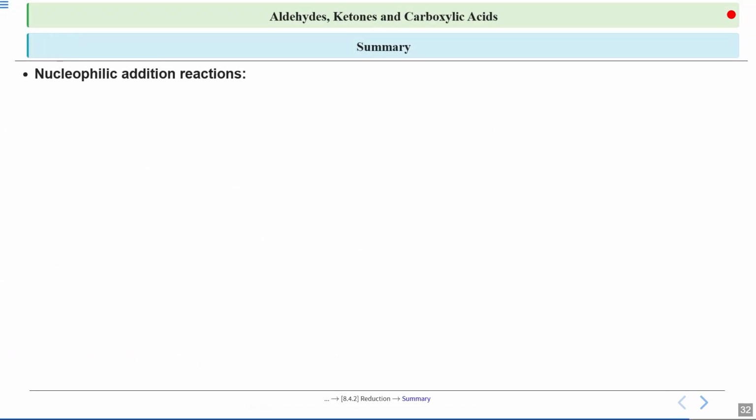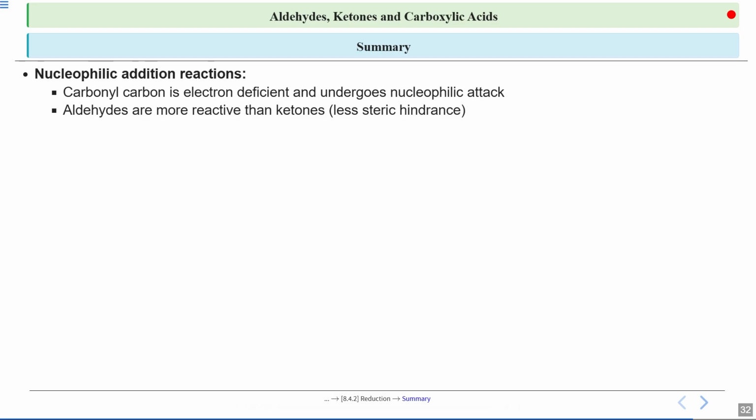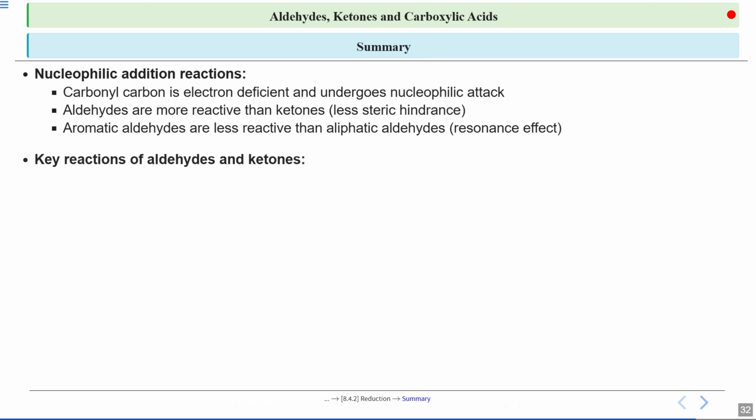Now, students, we will summarize whatever we have studied in today's lecture. The carbonyl group is electron deficient and it undergoes nucleophilic attack. Aldehydes are more reactive than ketones because of steric hindrance and electronic factors. Aromatic aldehydes are less reactive than aliphatic aldehydes because of the resonance effect.